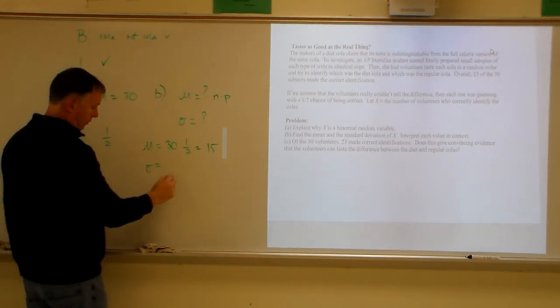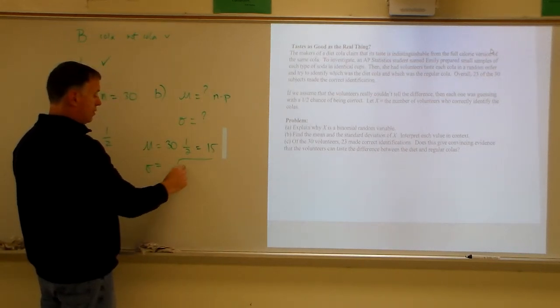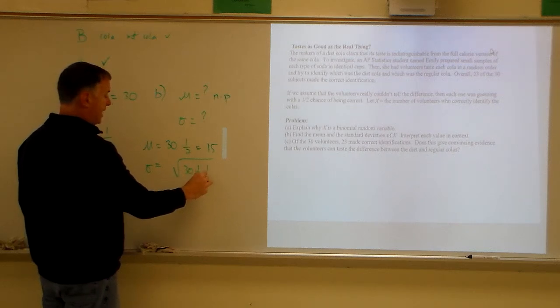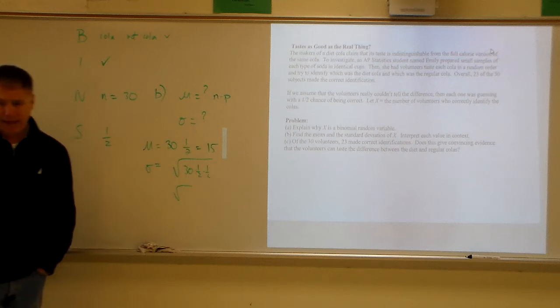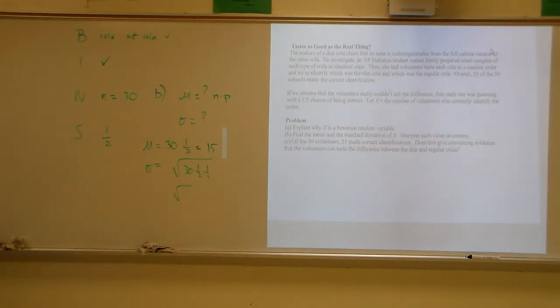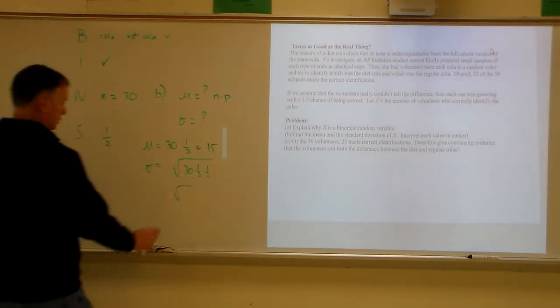Standard deviation is the square root of N times P times Q. So 30 times 1/2 times 1/2, and then take the square root of that. 1/2 of 30 is 15, 1/2 of that is 7.5, and then we take the square root of that. It's going to be 2.74.